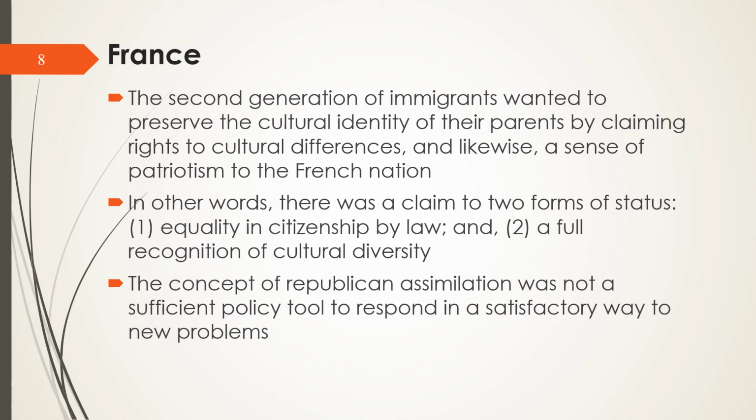Thus, the nation found itself encountering a difficult question to resolve. The second generation of immigrants wanted at the same time to preserve the cultural identity of their parents by claiming their rights to cultural differences, and also felt proud to belong to the citizenship of the French nation. They held two statuses, previously considered contradictory: equality in citizenship by law, and a full recognition of cultural diversity affecting a not so insignificant part of citizens. The previous concept of republican assimilation was not a sufficient policy tool to respond satisfactorily to these new problems.